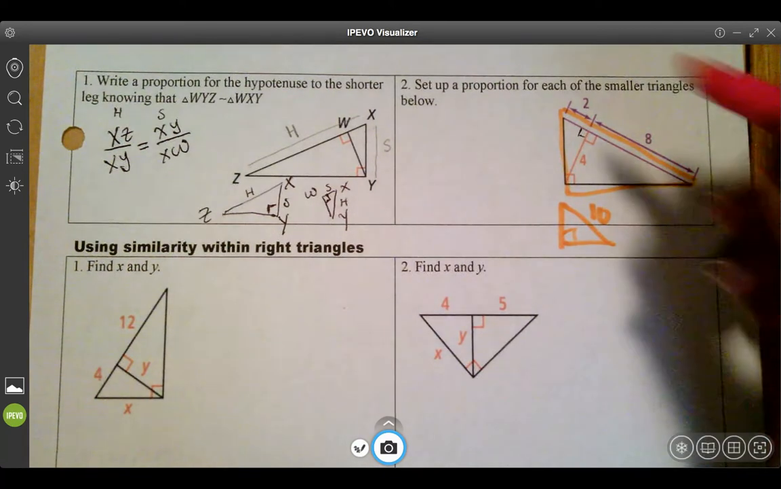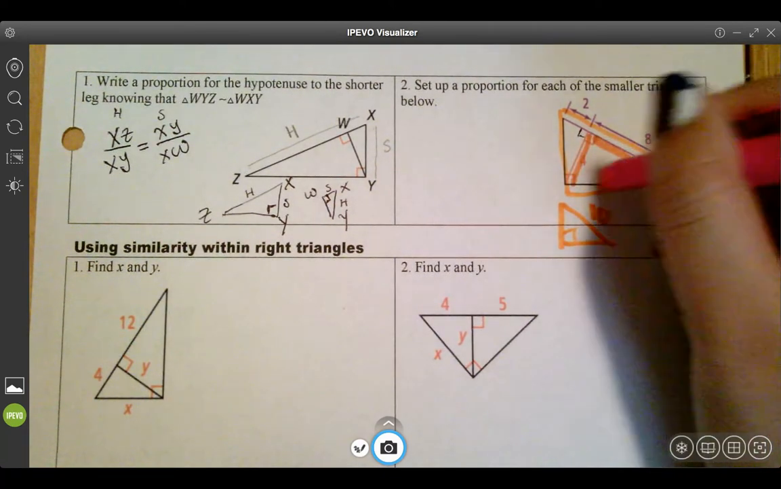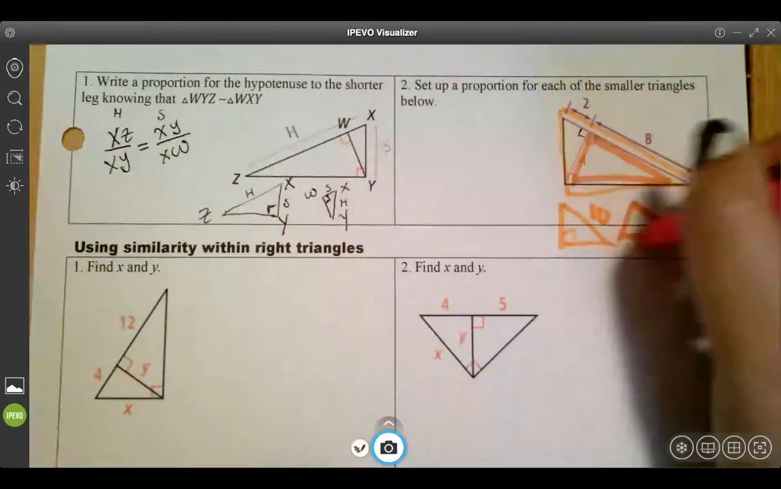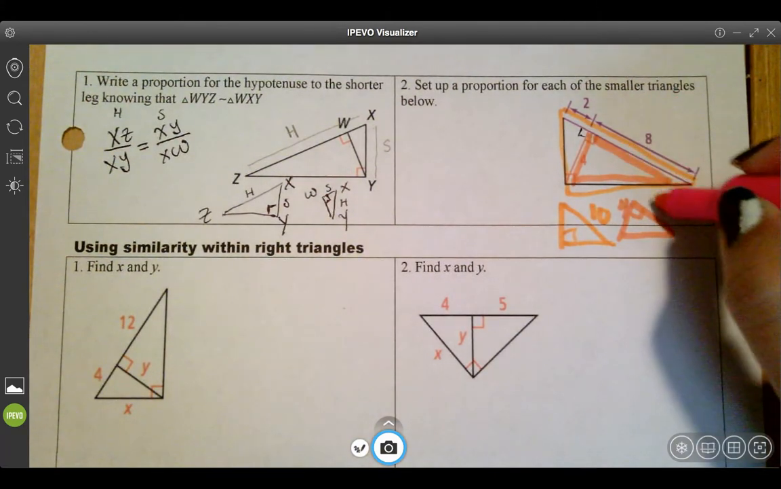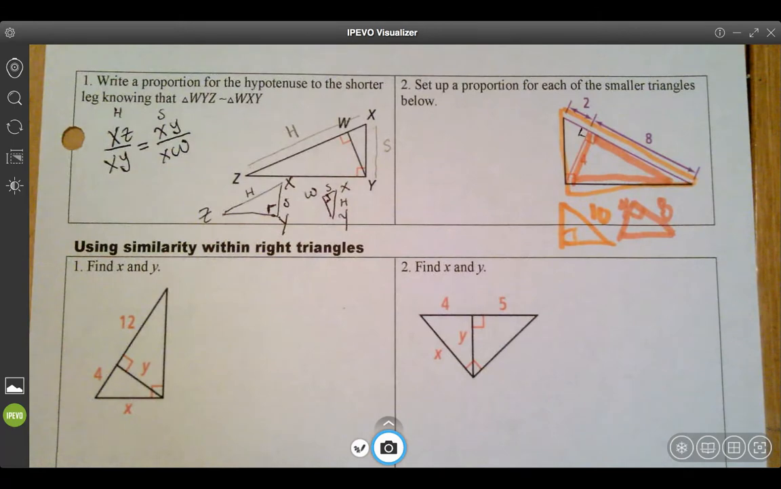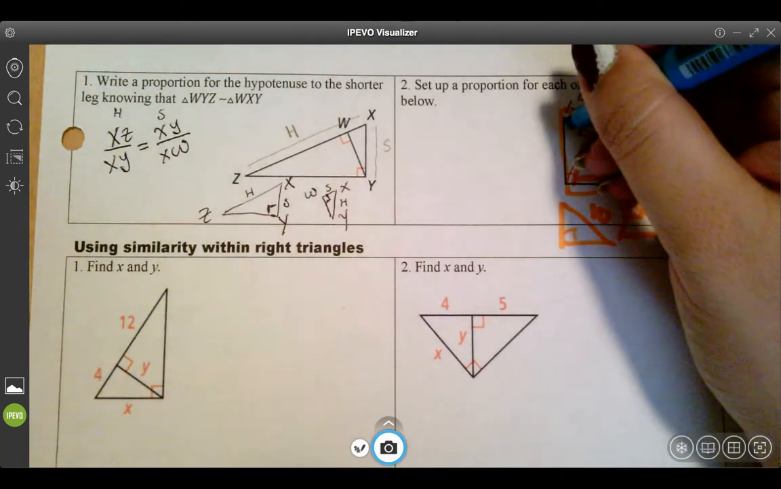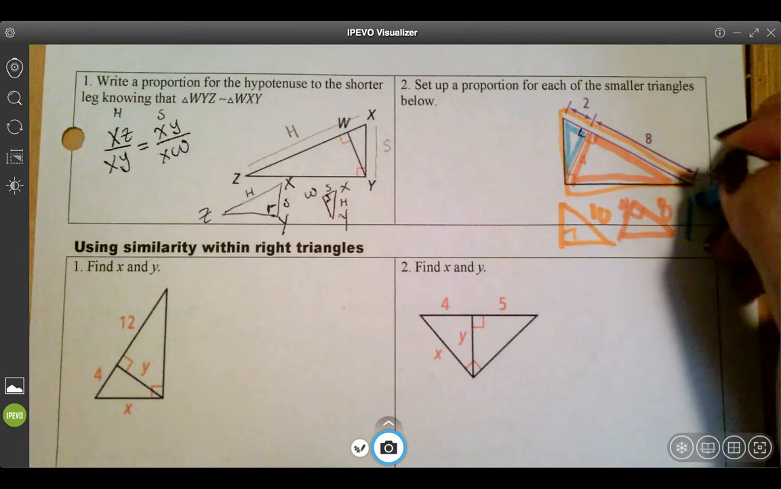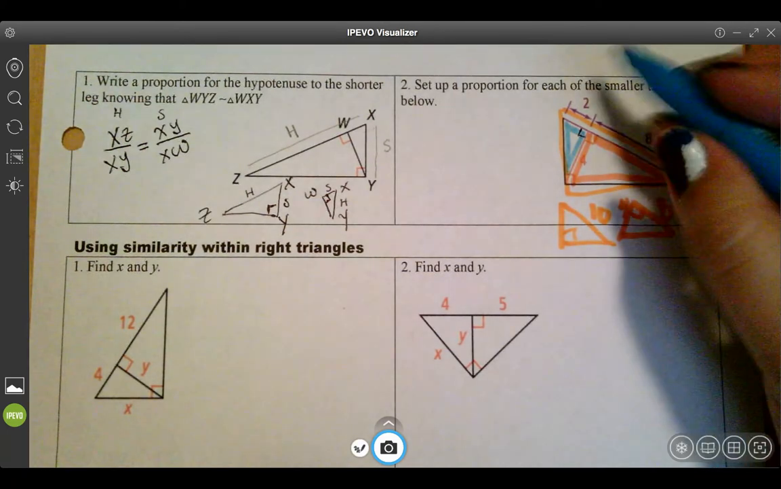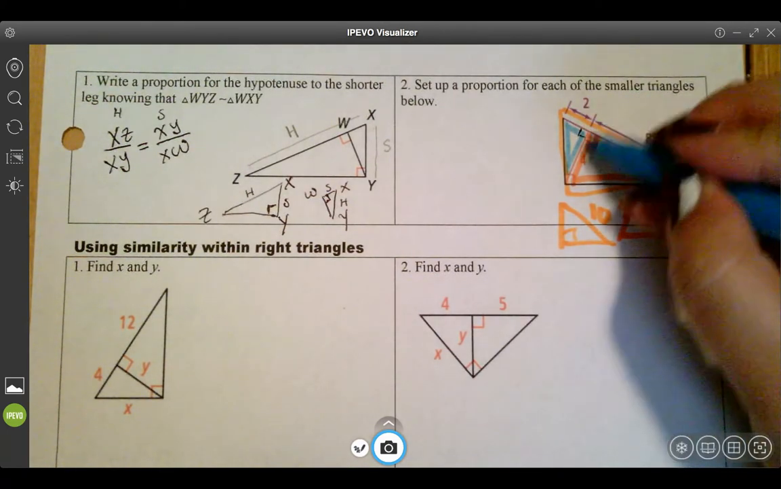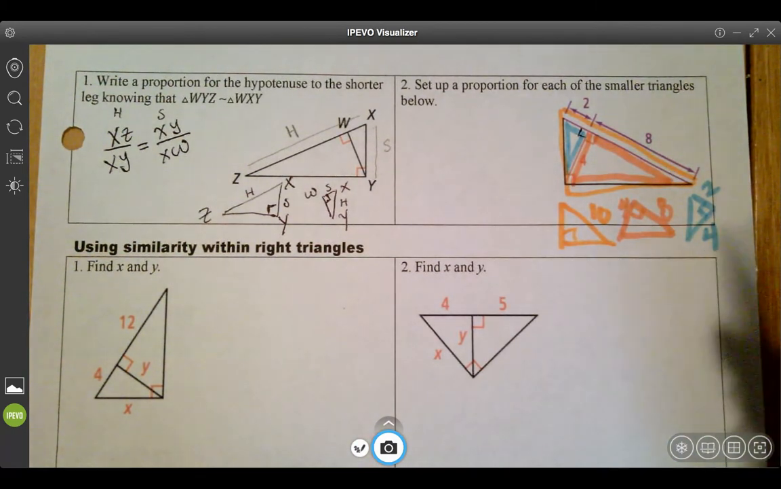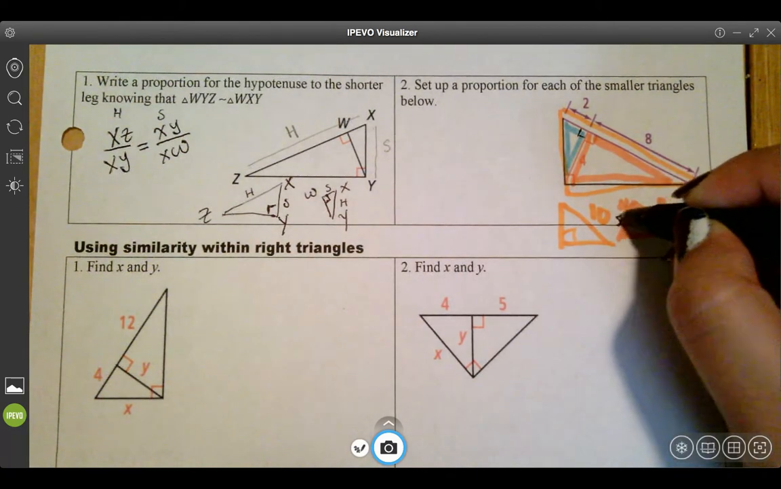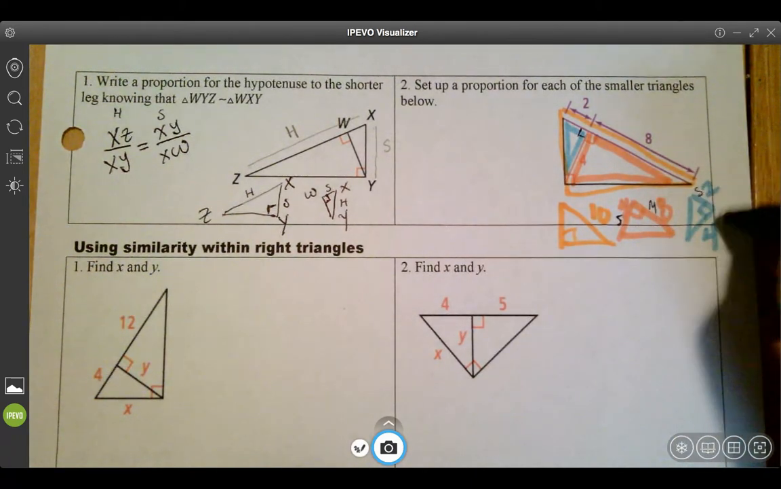And then we have our medium triangle here. We know that this side length is 4. And we know that the other side length, or the other leg, is 8. And our small triangle, we know that our small leg is 2 and our medium leg is 4. And so we can see that we have for our two triangles, the small leg and the medium leg.